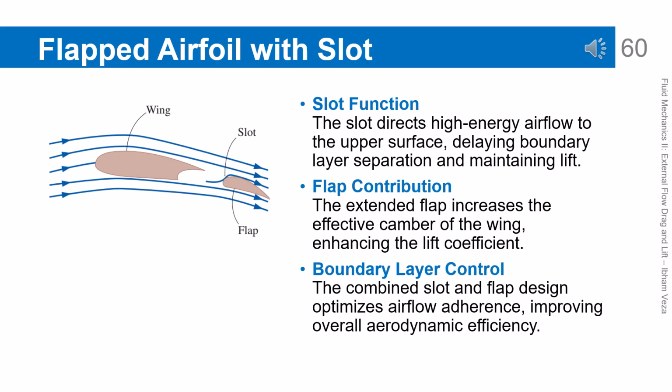This flow helps delay boundary layer separation so that lift remains high at large angles of attack. The flap increases the effective camber of the wing and increases the lift coefficient. The combination of slot and flap provides better flow control. This design is an example of passive boundary layer control.